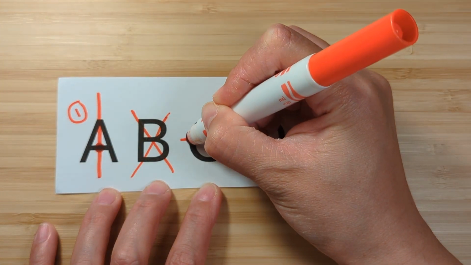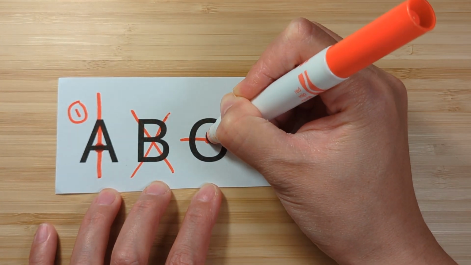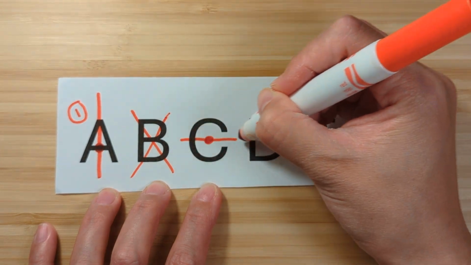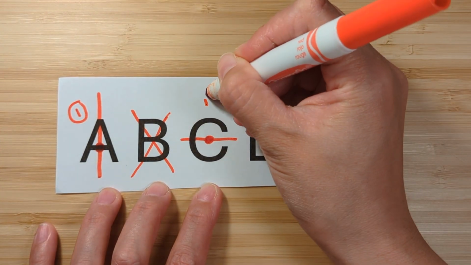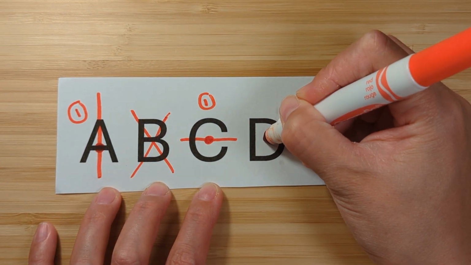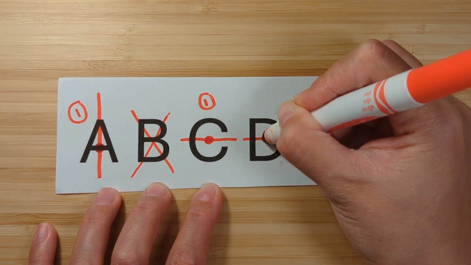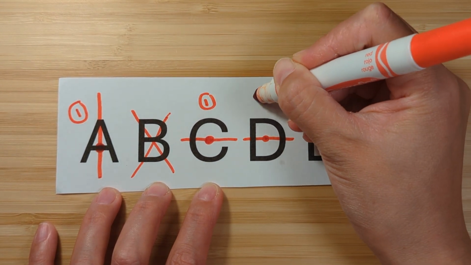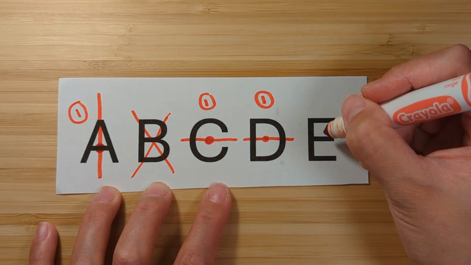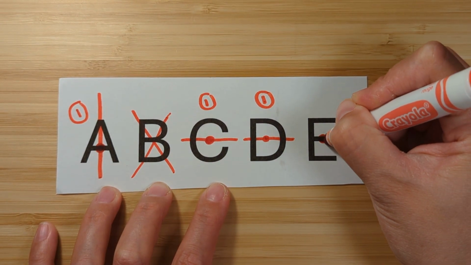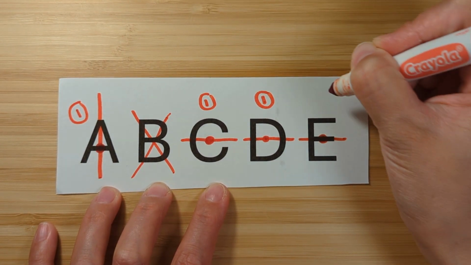C, there's a horizontal line of symmetry. So don't forget my center dot, right, and it goes through the horizontal line of symmetry. So that's 1. D, there's my center dot, cuts through, horizontal line of symmetry, there's 1. Vertical wouldn't work. E, my center dot, horizontal line of symmetry.